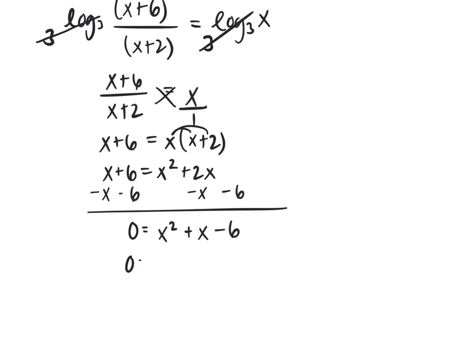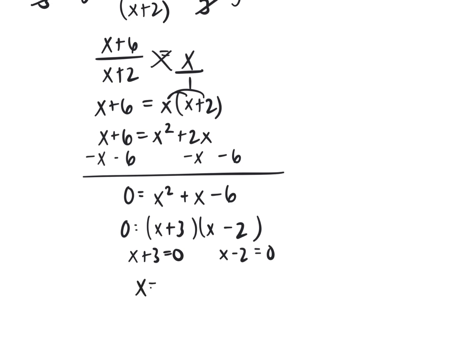Okay, if we factor this here, we're thinking what multiplies together to give us -6, but adds to give me 1. And those numbers are positive 3 and -2. So I can set each of these factors equal to 0. So I get x = -3 and x = positive 2.